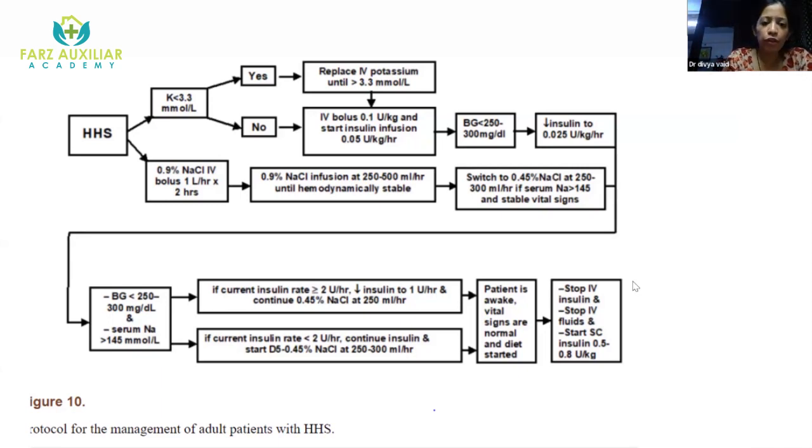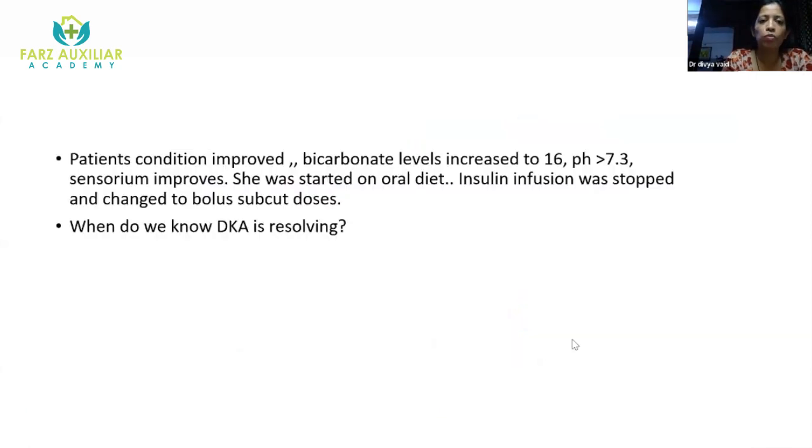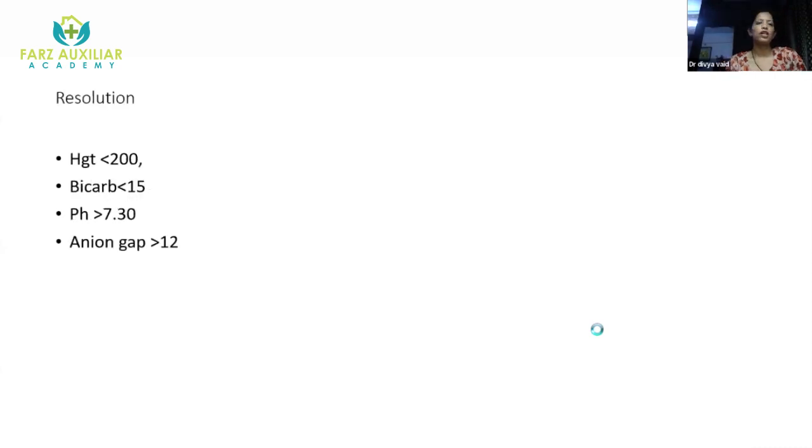So when do you say that your diabetic ketoacidosis or your hyperosmolar state is now resolving? So this patient's condition improves. Ultimately, the bicarbonate is increased, pH is increased, sensorium is improved. The patient has been started on diet, insulin has been changed over. So how do we know that it is resolving? Your sugar has to be less than 200.